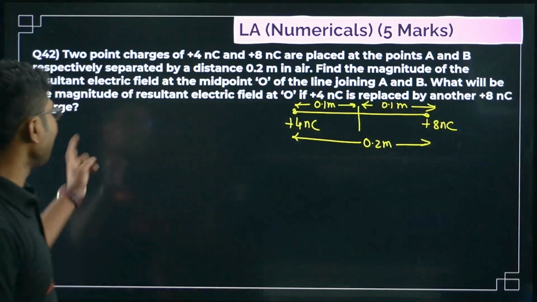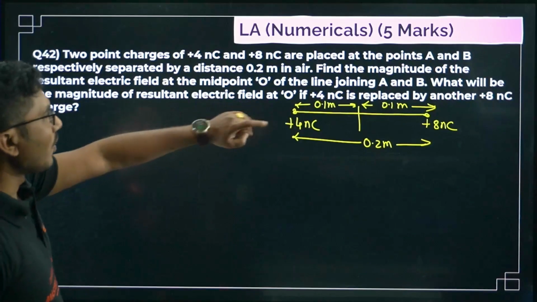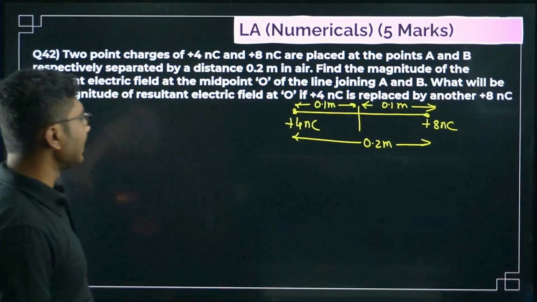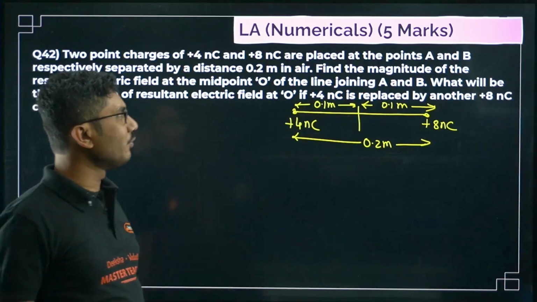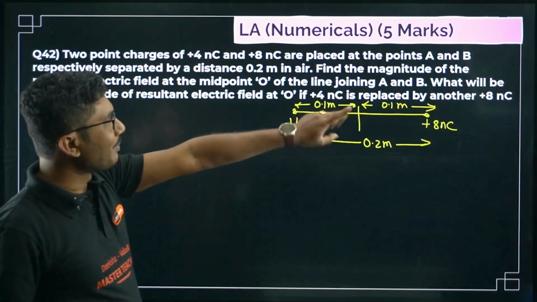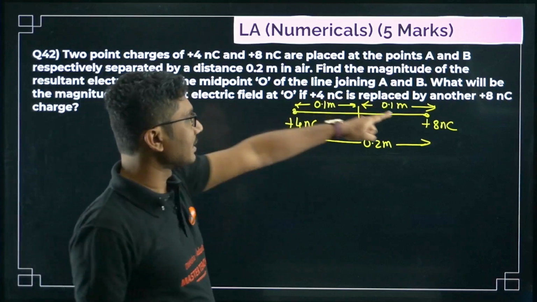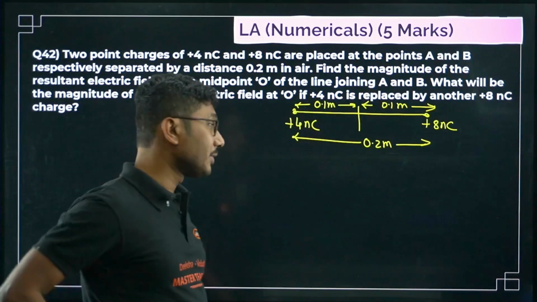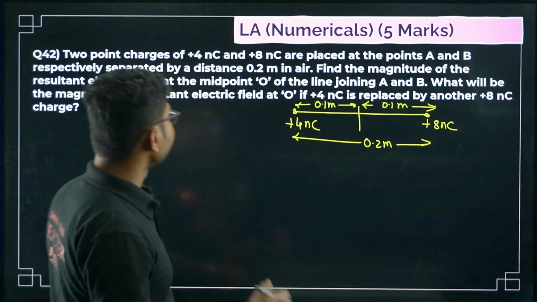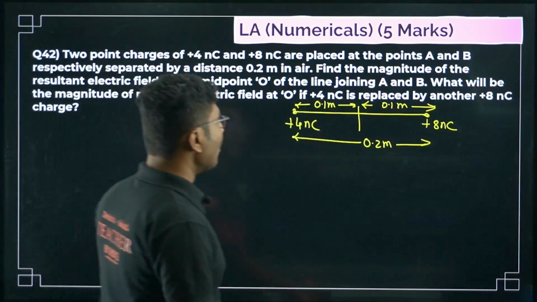There is a second part to this question: what will be the magnitude of the resultant electric field at O if plus 4 nanocoulomb is replaced by another plus 8 nanocoulomb charge? So if you replace this charge with another plus 8 nanocoulomb charge, what will be the field? Now how to find the field?